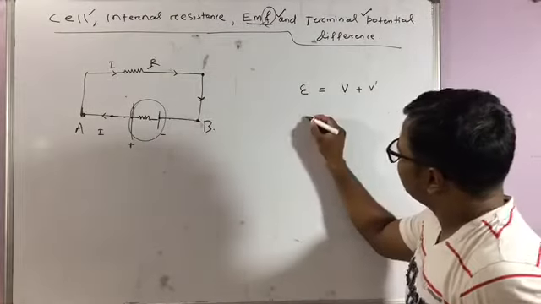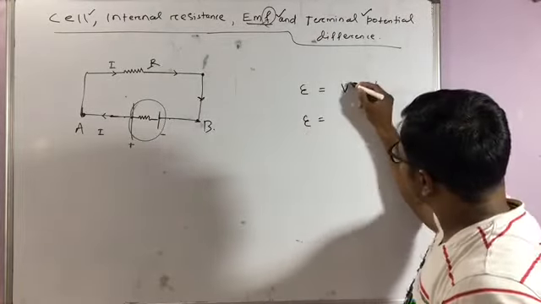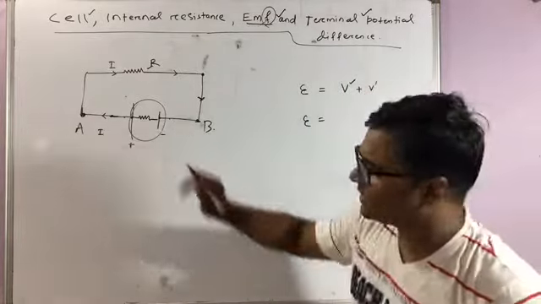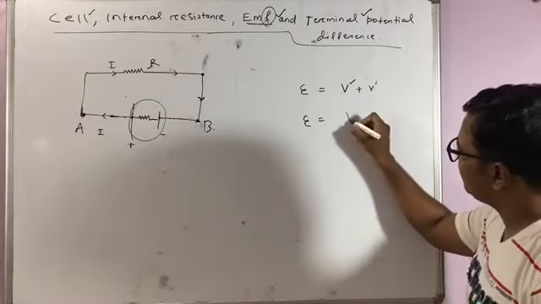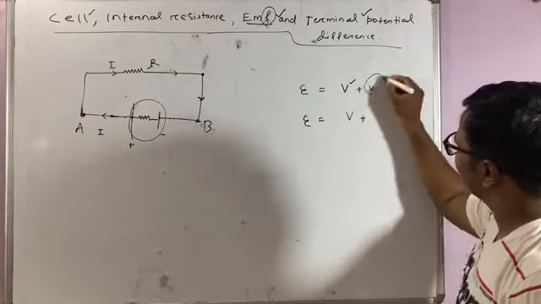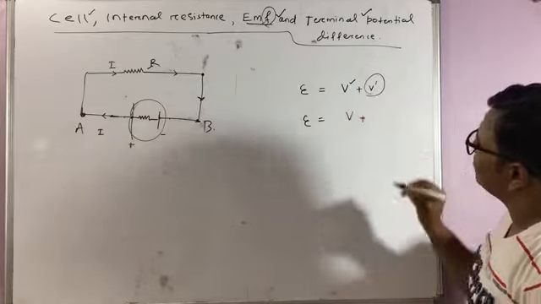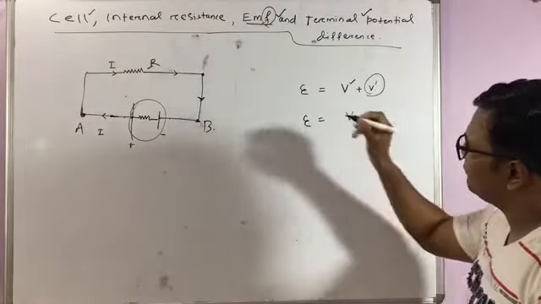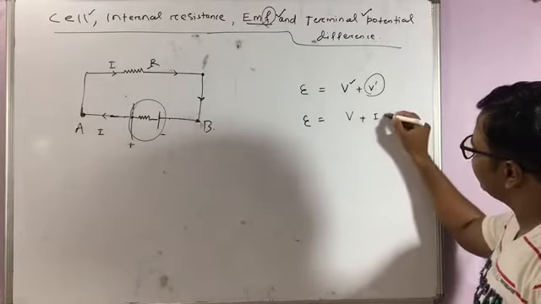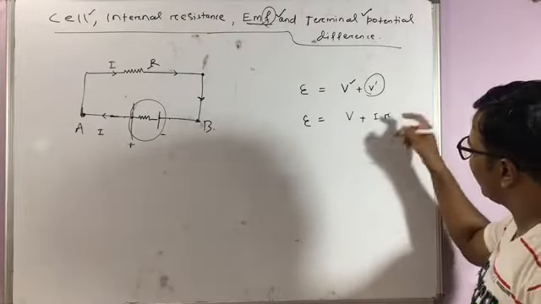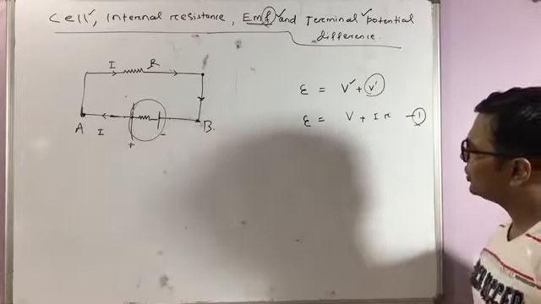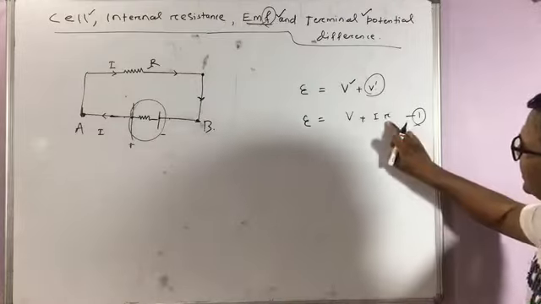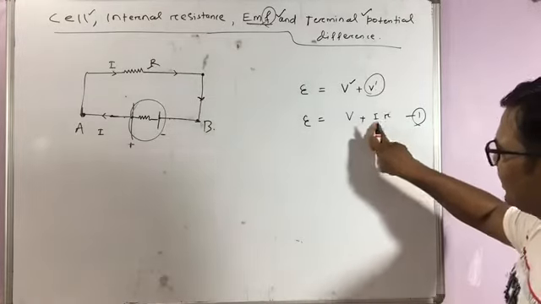Now we can write here, this is your EMF, this is your terminal potential difference, and this is the potential difference inside the circuit. So E is equal to simply V plus, as we know, voltage is equal to current into resistance. If I is the current flowing through that circuit and r is the internal resistance, then E is equal to V plus Ir. So this is one equation relating EMF, terminal potential difference, internal resistance and the current flowing through the circuit.